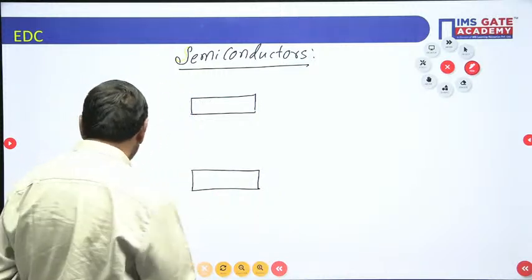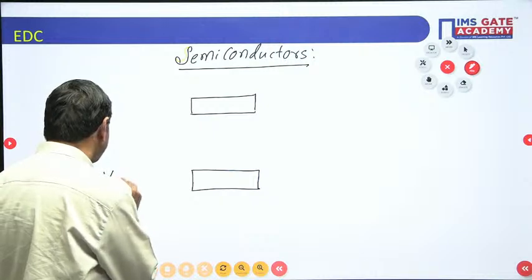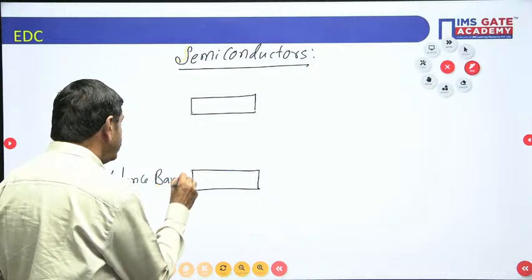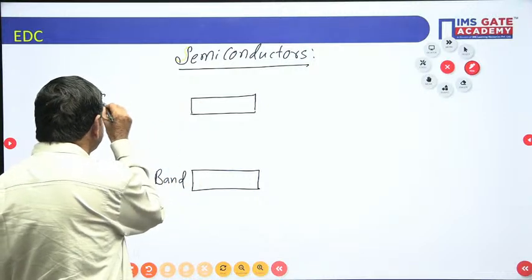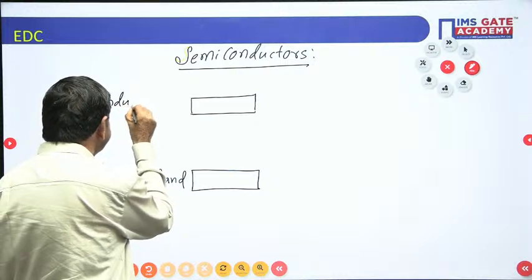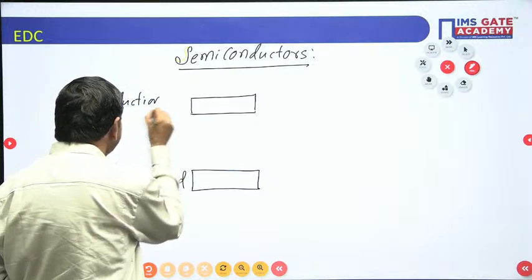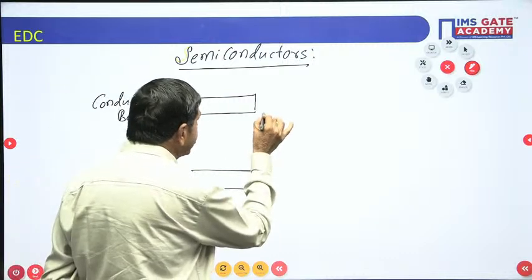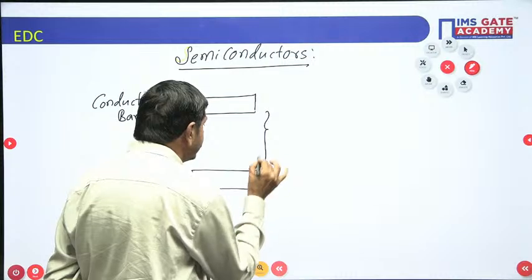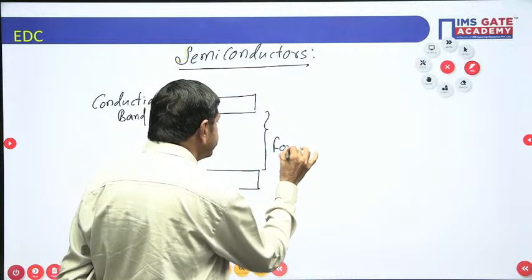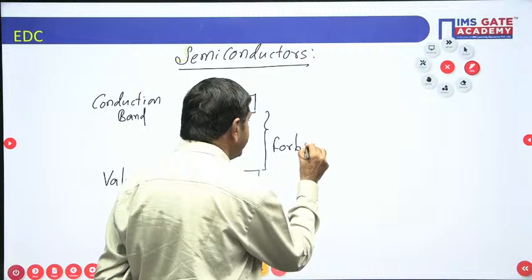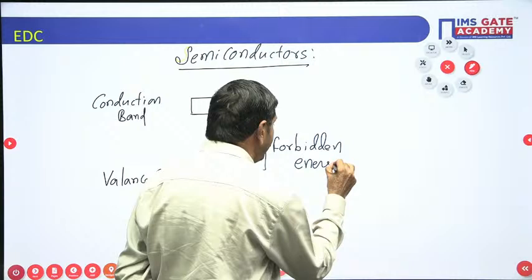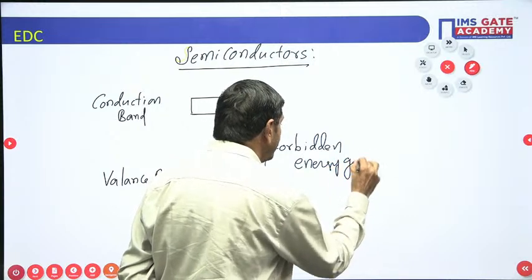This is said to be the valence band. This band is said to be the conduction band. The gap existing in between these 2 bands is said to be the forbidden band or forbidden energy gap.